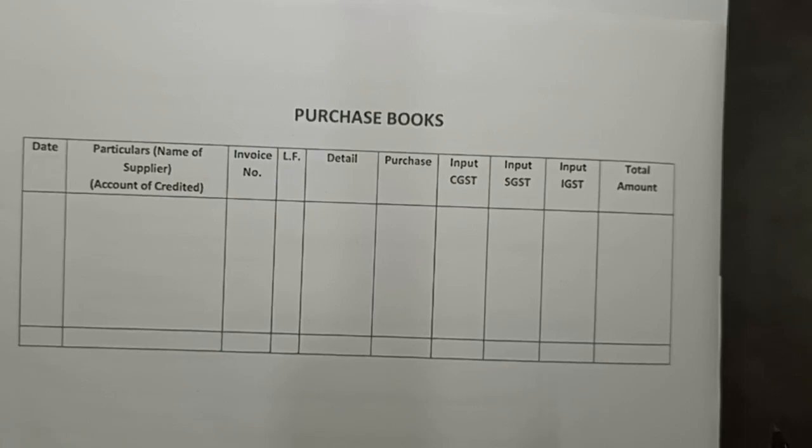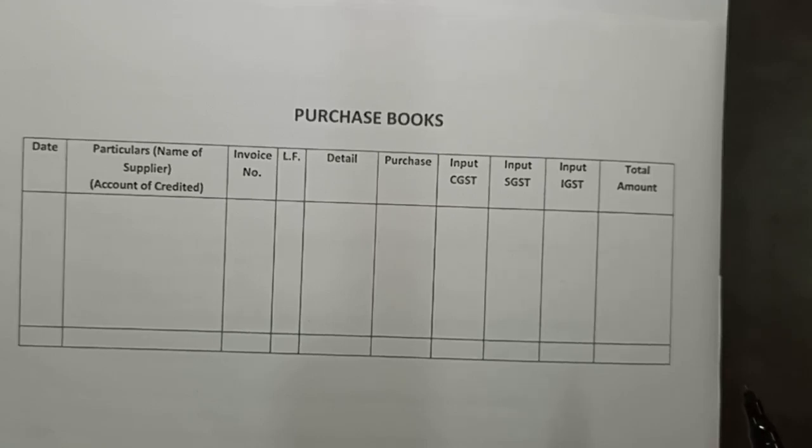After writing the date on which the transaction takes place, we have the second column, that is the particulars. In the particulars, we write the name of the supplier. The supplier is the one from whom we are purchasing the goods. So, the supplier account is to be credited because he is the one who is the provider of the goods or raw material. Then the third column is the invoice number.